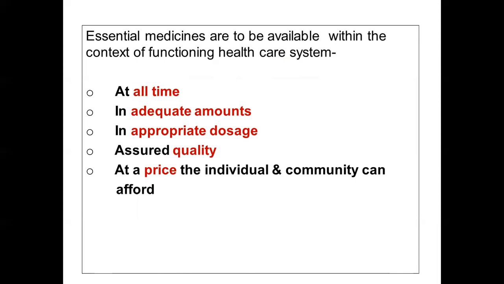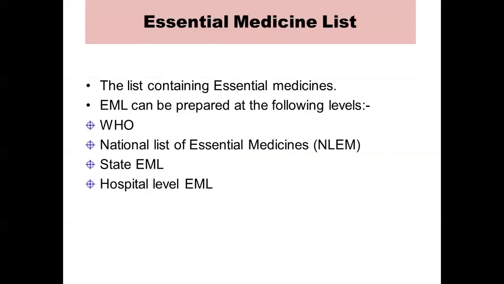So you have to define what an essential medicine is. You have to say on what basis they are selected, that is based on public health relevance, efficacy, safety, and cost effectiveness, and they should be available within the health system at all times in adequate amounts, in appropriate dosage form, in assured quality, and at a price which the individual and the community can afford. So if you are asked to define an essential medicine or write a short note on essential medicine, you have to write these three areas: the definition, the selection basis, and the other features. That is a requirement. Now we go to the essential medicine list.